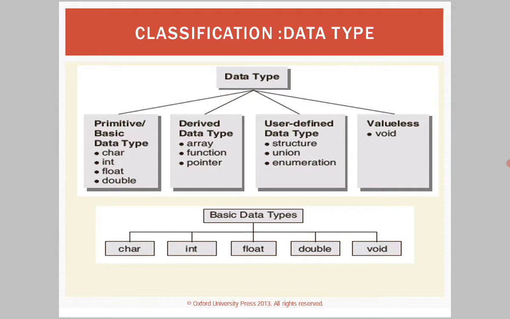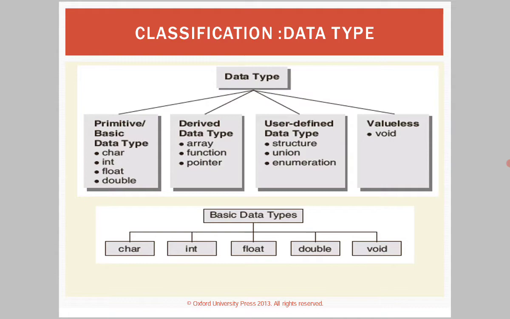Generally there are four different types of data types available: primitive or primary or basic data types, derived data types, user defined data types, and valueless. First one is primitive or primary or basic data types. Next is derived data types. Third is user defined data types. Next is valueless. Primitive means char, which is the character data type, int means integer data type, float means floating data type, double means double data type.